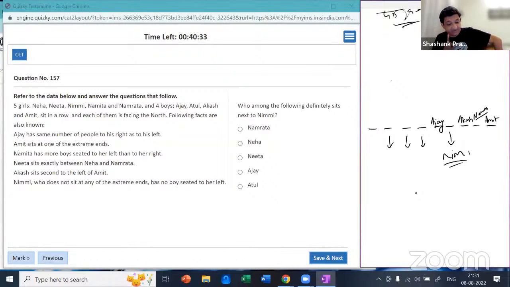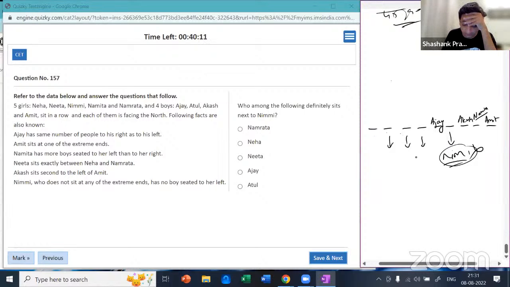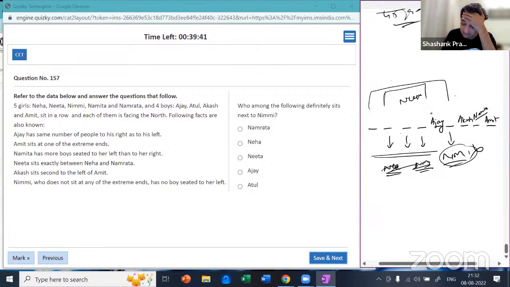Okay, Neeta sits exactly between Neha and Namrata. So Neeta sits here, Neha, Namrata sit here, Nimmi sits here. That is a possibility. Is there a possibility? Yeah, there is a possibility, right? So one possibility is all 4 of the girls sit here, Neeta sits here, Nimmi sits here, and next to Nimmi Ajay can also be, and one of those 2 girls can also be there. Neha and Namrata can also be there, if this is Neeta. Okay. Second possibility is Neeta sits here, Neha, Namrata sit here, Nimmi has to sit here. Neeta sits here, Neha, Namrata sit here, so Ajay has to be there.